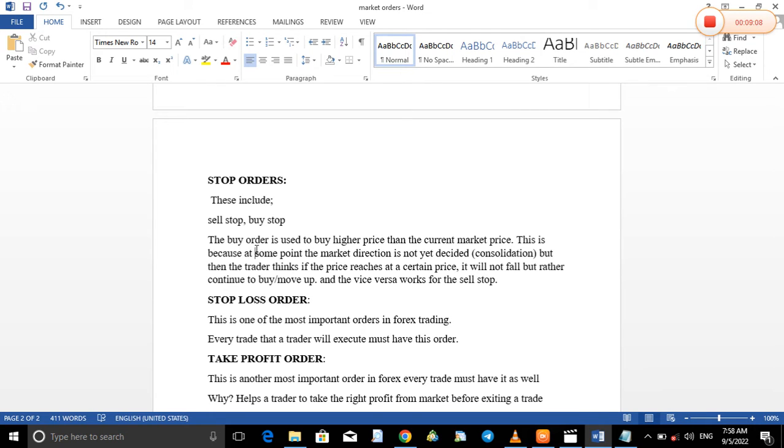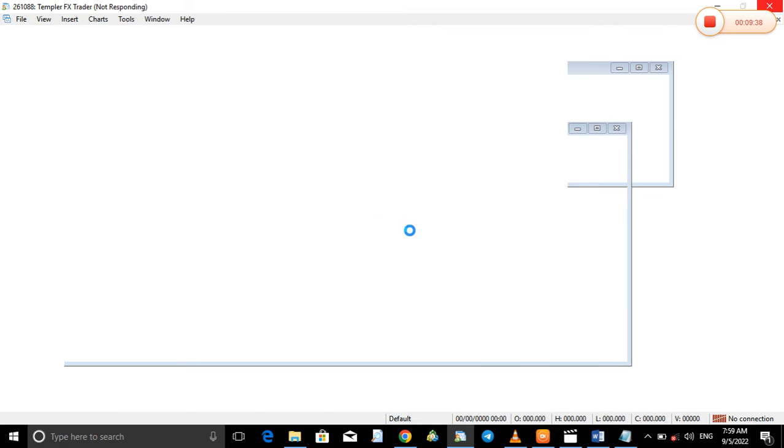I don't know whether we are together. Let me try to give you a clear example about the buy stop. So let me open up my MT4 and give you a clear example about the buy stop and the sell stop. Now these two orders differ because with one order you are buying and with the other you are selling. So you have to differentiate between the two orders.